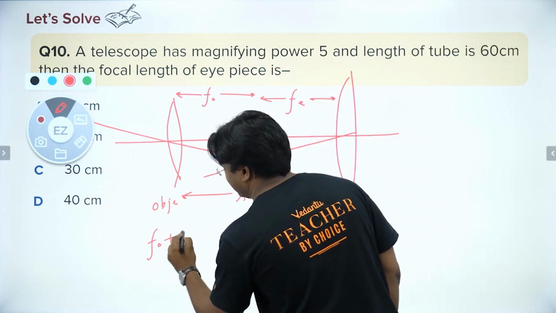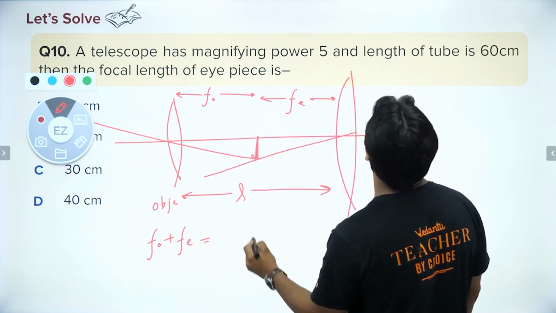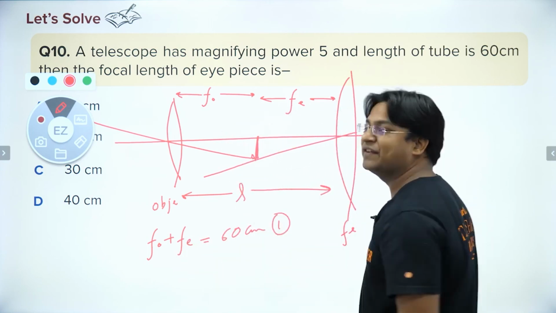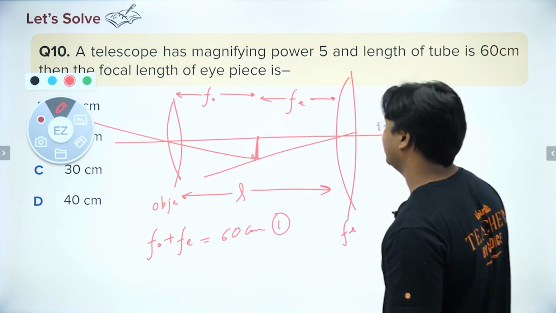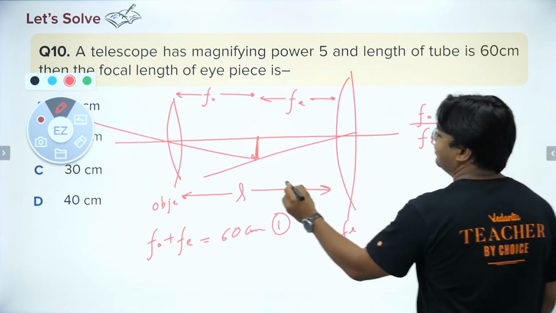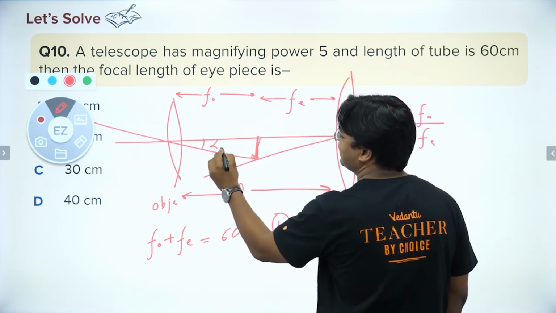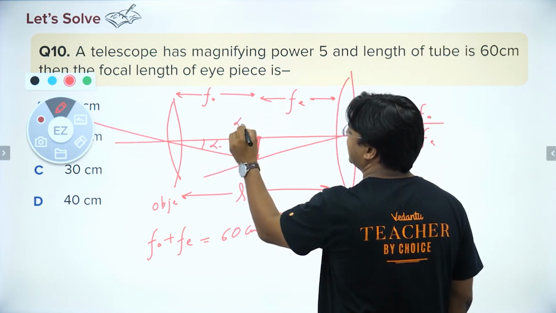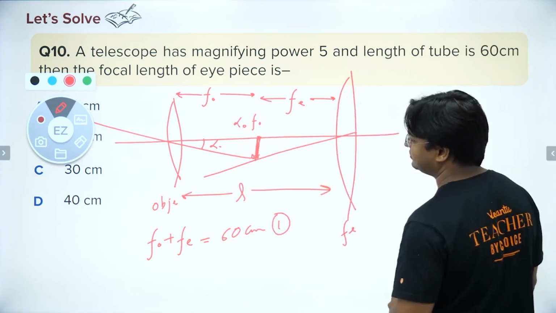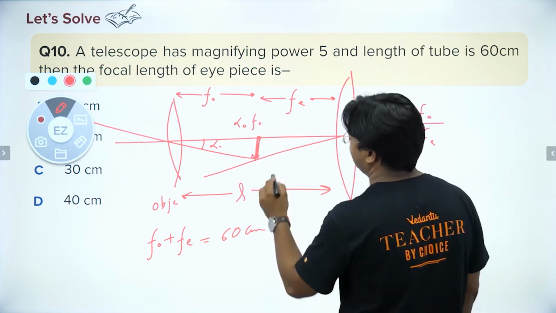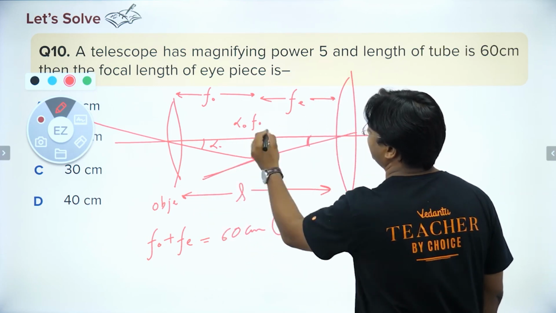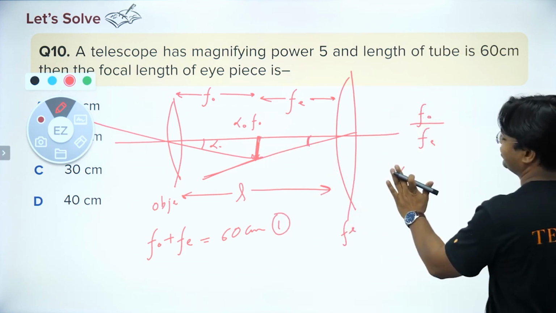So f0 plus fe is given to be 60 centimeter. That's one equation. And the magnification that we get in this case is f naught by fe. Why? Because if this angle is alpha naught, this size will be written as alpha naught into f naught. So this will be the size, and this angle will be how much? This angle will be, yeah, so this is what you're going to get.